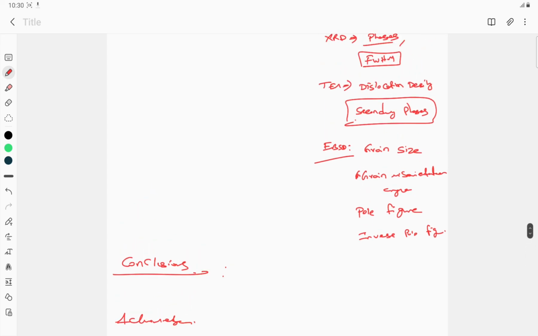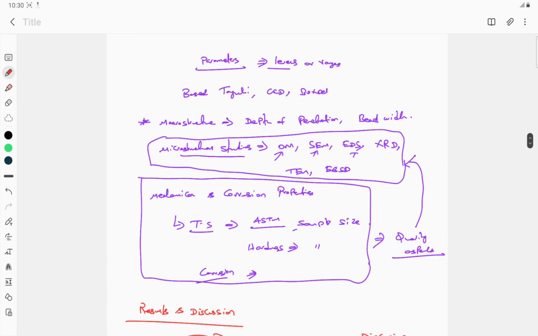Okay, one more thing I forgot to tell in this materials and method: in order to do these metallurgical studies, the authors might have followed some sample preparation. The steps they have followed to prepare the sample for all these metallurgical studies would also have been discussed in the materials and method portion. Okay, so this is a simple idea related to any research article published.